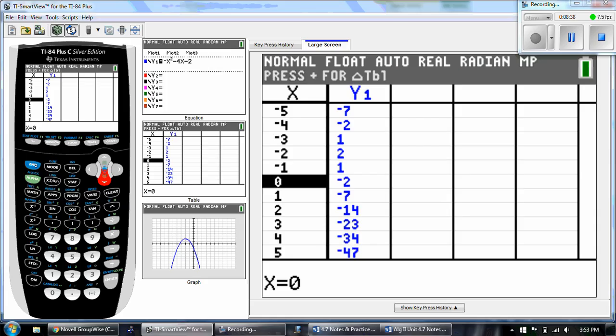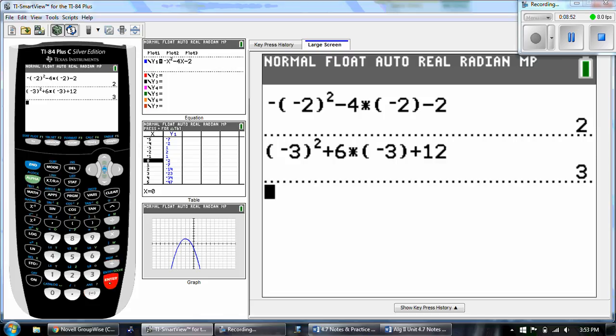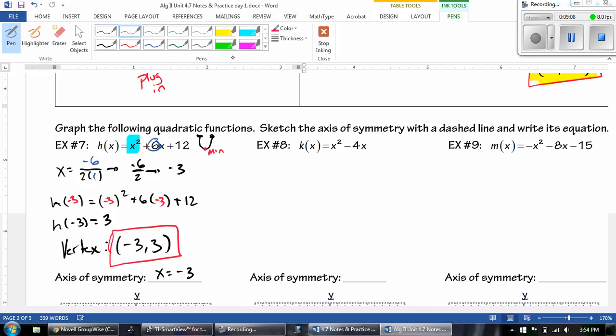Okay, so I can quit. I've got negative 3 squared plus 6 times negative 3 plus 12, and I get a positive 3. So my vertex is the point negative 3, 3. So this is the guy that we need to graph. Okay?